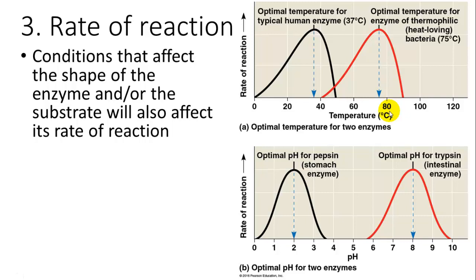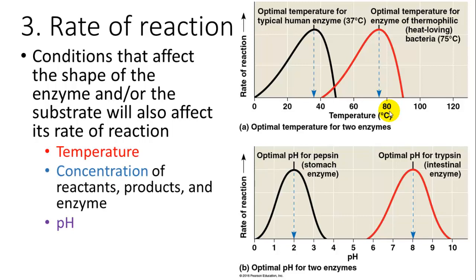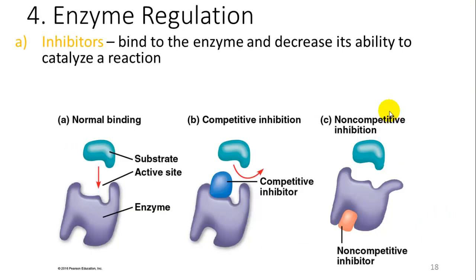All right, now enzymes work well under a range of conditions, but each has an optimum range of conditions where it will work best. These can change based on temperature, concentration of reactants, products, and enzymes, the pH, and also salinity. There are also other things which may affect the reaction rate of the enzymes as well, including the presence of inhibitors or facilitators, but we're just going to talk about inhibitors at this point. These bind to the enzyme and decrease its ability to catalyze a reaction.